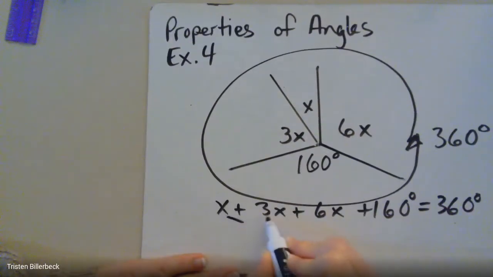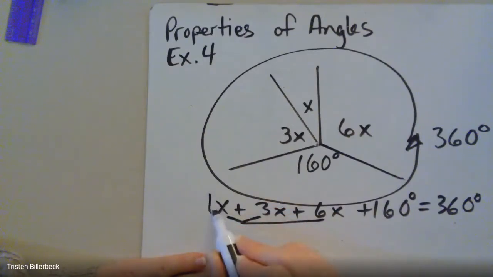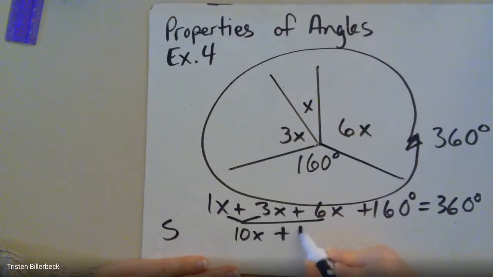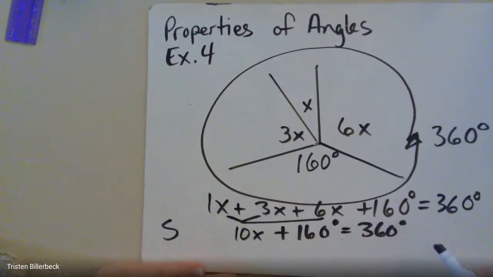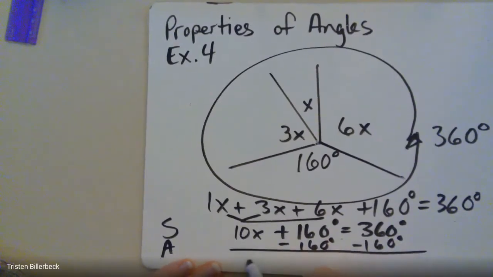We simplify by combining all the variables. So 1x plus 3x plus 6x is 10x. Let's put a little s out here for simplify. Plus 160 degrees equals 360 degrees. Now we have to use an additive inverse to move this to the other side. So we subtract 160 and subtract 160, and we get 10x plus 0 equals 200.